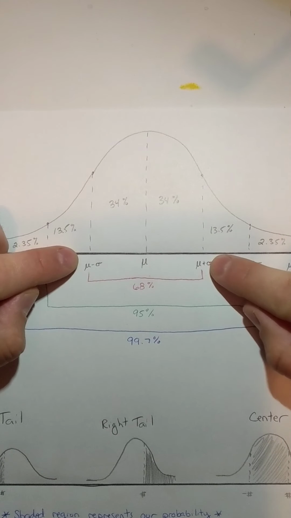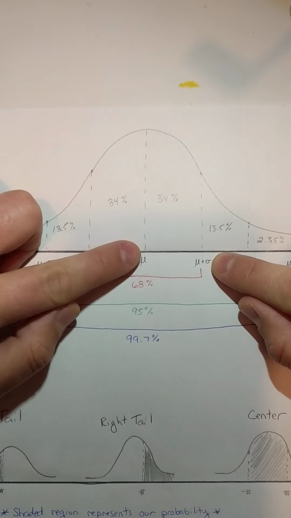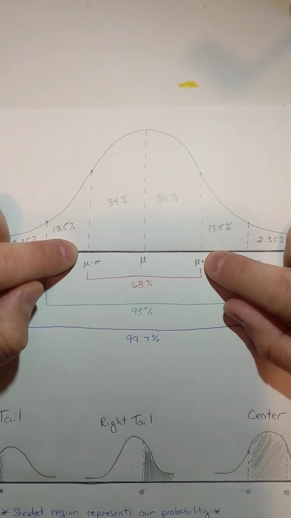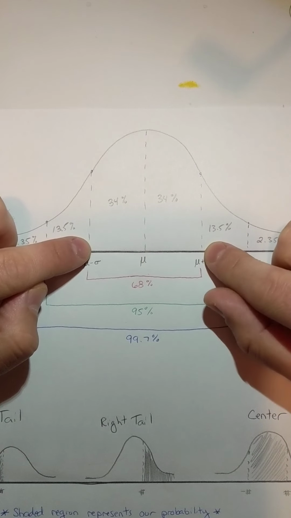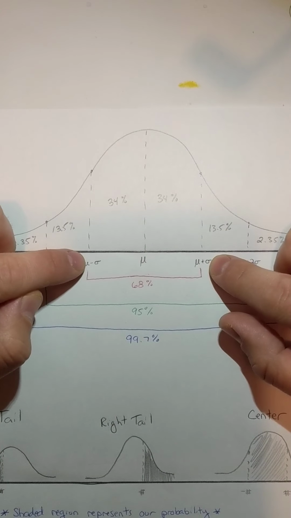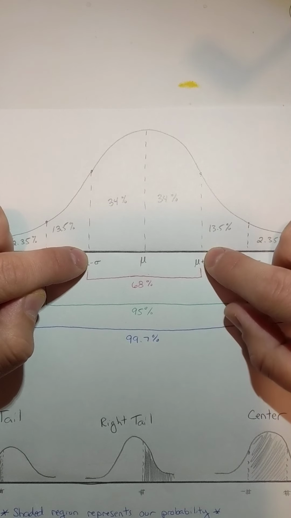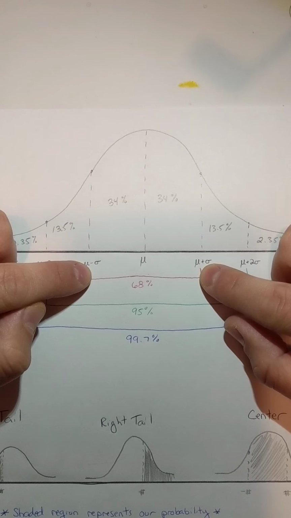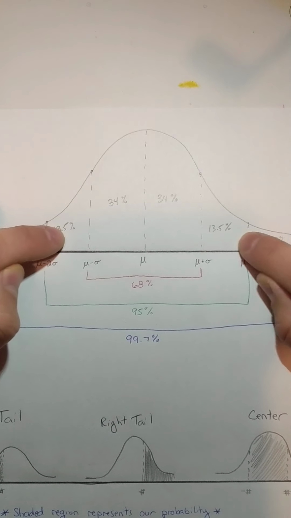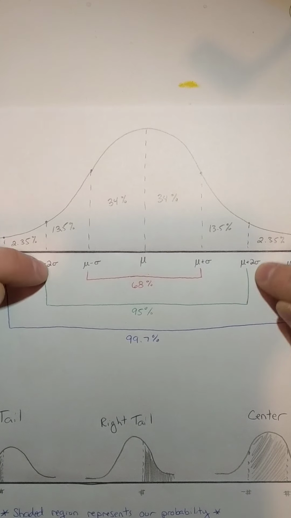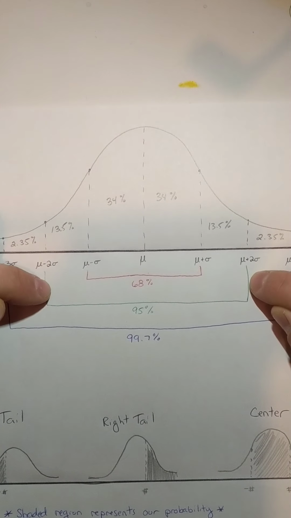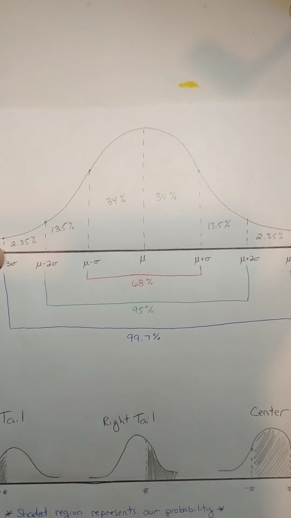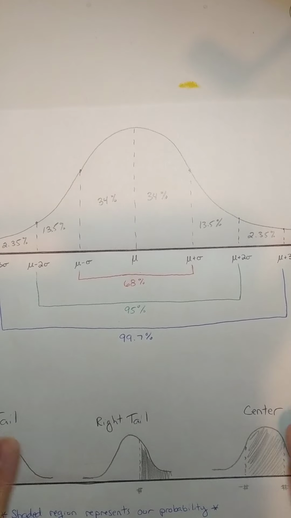Now from there, if we go one deviation out, so I'm going to subtract a deviation and add a deviation, since this is symmetrical, I'm going to find 34% on either side of the mean. So that means that the probability of finding a value between one deviation below the mean and one deviation above the mean will be 68%. I'm going to go out to two deviations, and now the probability that a value will fall within two deviations from the mean is 95%, and then lastly, three deviations is going to be 99.7.